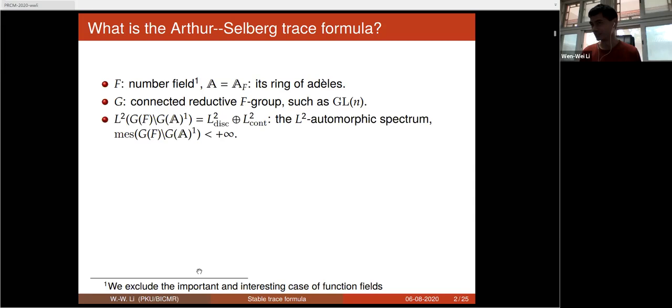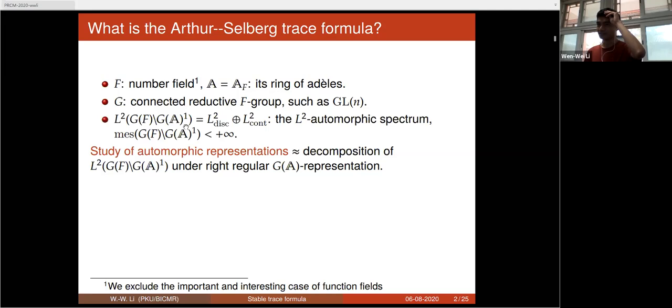F is a number field. I won't consider the function field case. We take A to be the ring of adeles, and G to be a connected reductive group, such as GL_n, for example. The goal of the Langlands program or automorphic theory is to study the spectral decomposition of the L2 space of the automorphic quotient. Here I replace G(A) by a smaller group called G(A)^1, so that the measure of this quotient is finite. This is not a very important point anyway.